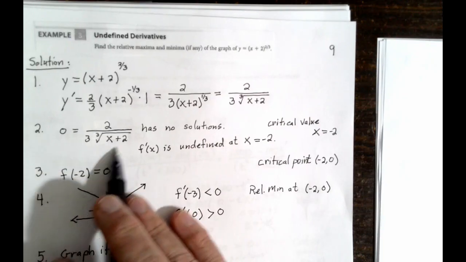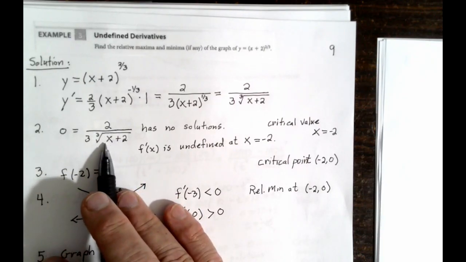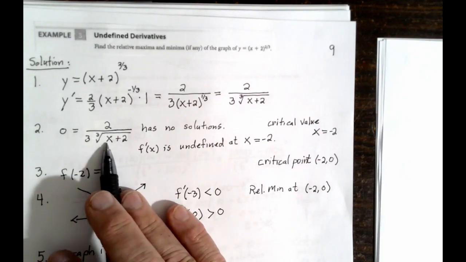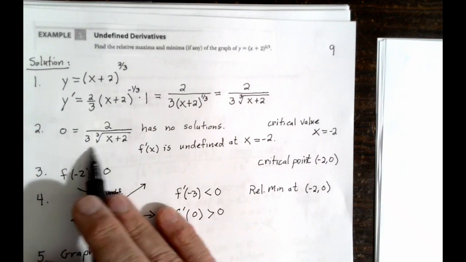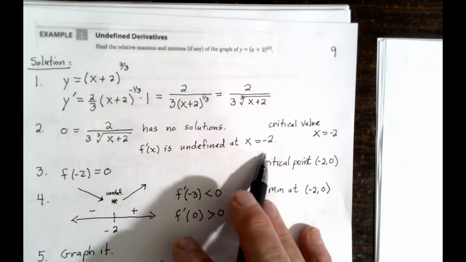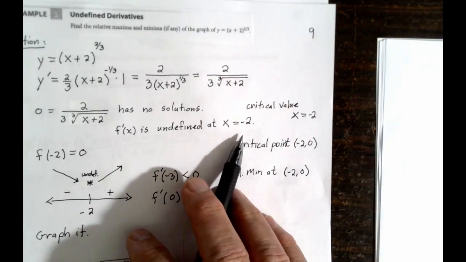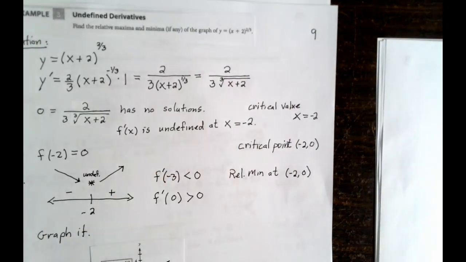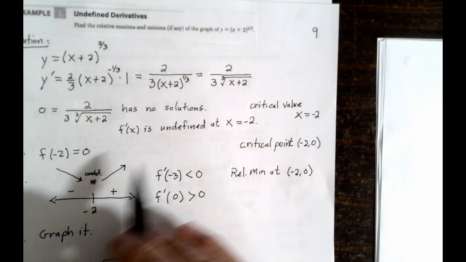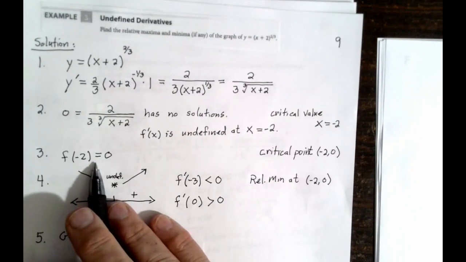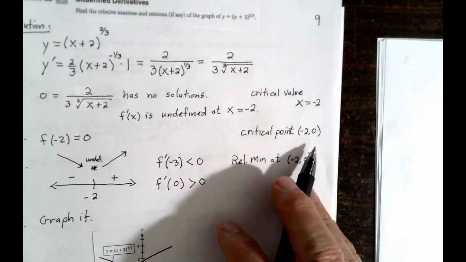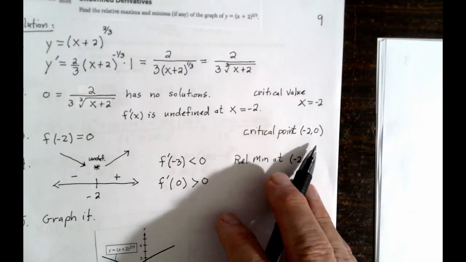Now what number is going to make this denominator 0? Negative 2. Negative 2 plus 2 is 0. 0 times 3 is 0. You're dividing by 0. That makes that undefined. So that is one of your critical values. Critical values are places where the first derivative is undefined or 0. Alright, so let's plug in minus 2 into the original function and we get 0, so now we know our critical point is negative 2, 0.